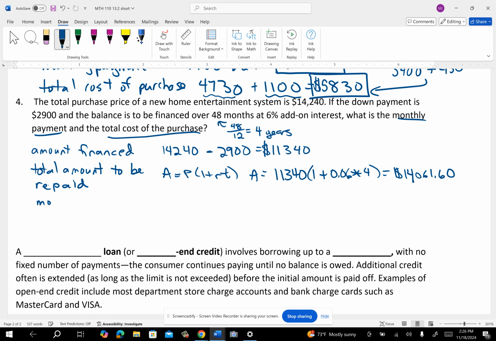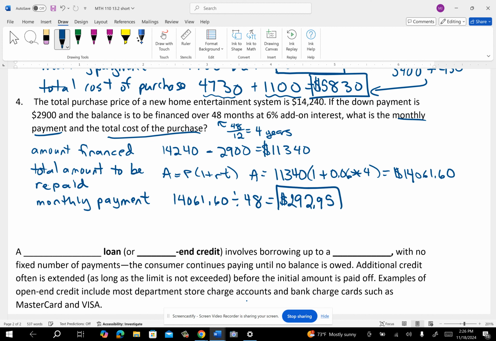All right, let's get the monthly payment. So we want to pay that $14,061.60. We're going to pay that in equal installments. So for the monthly payment, we're going to take the total I owe and divide by however many months the term of our loan is for. So I'm going to divide by 48. So when I do that, I'm going to wind up having to pay $292.95 each month. Okay. And that's one of the questions they wanted, was the monthly payment.